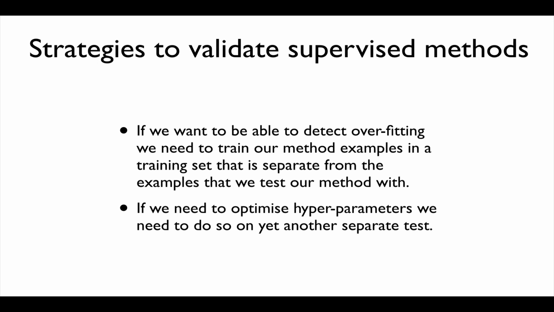And often, in many situations, we end up wanting to optimize hyperparameters of our method. For instance, the lambda here, or the slack penalty in the prior examples of support vector machines. We want to optimize that, and that's often something we want to do on yet another separate test data set. So this means that we need large data sets that are completely separate from the ones we use for training.